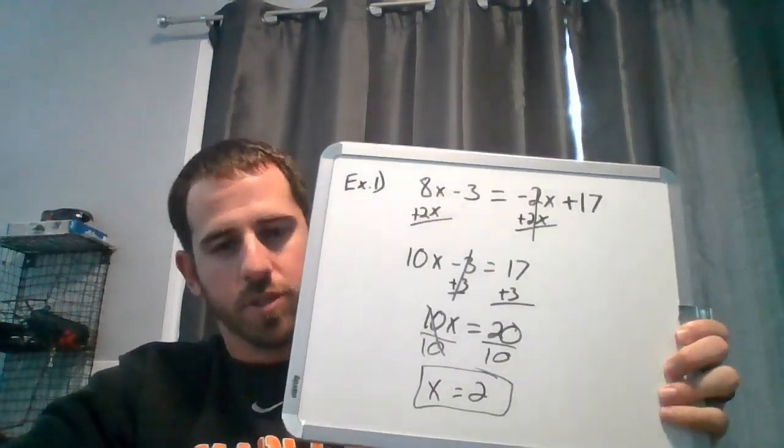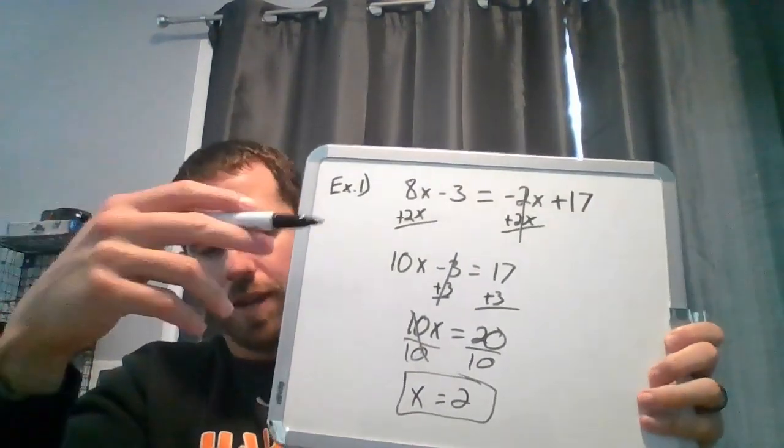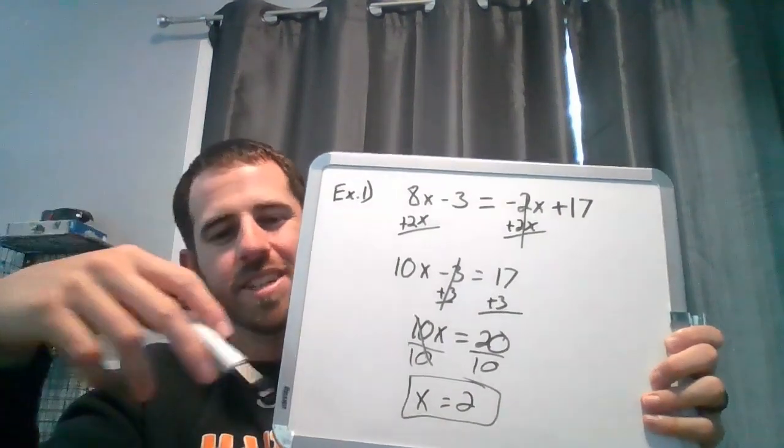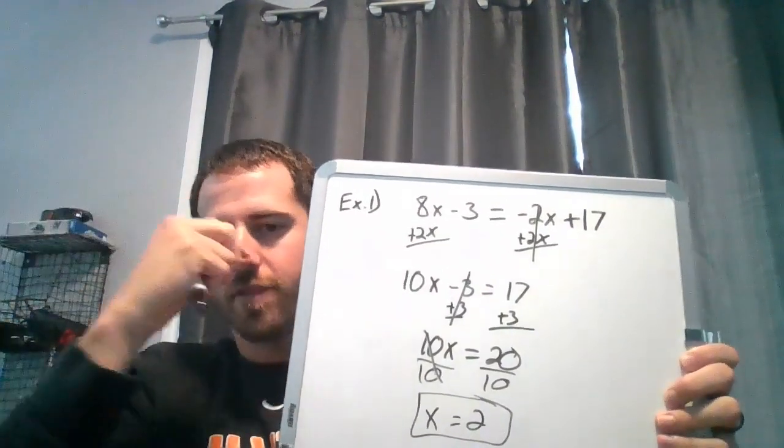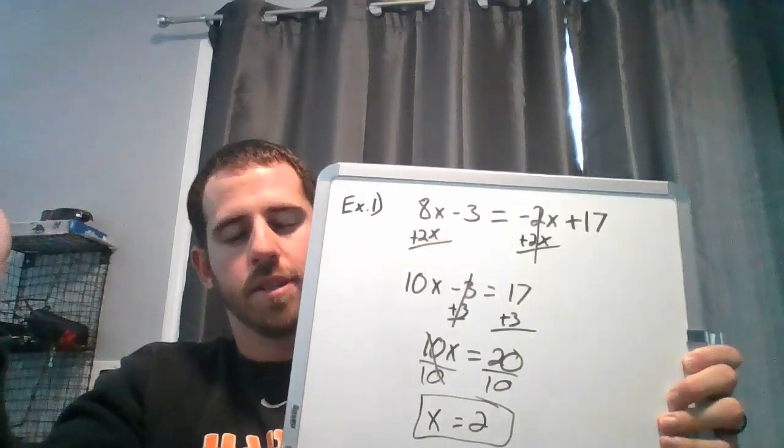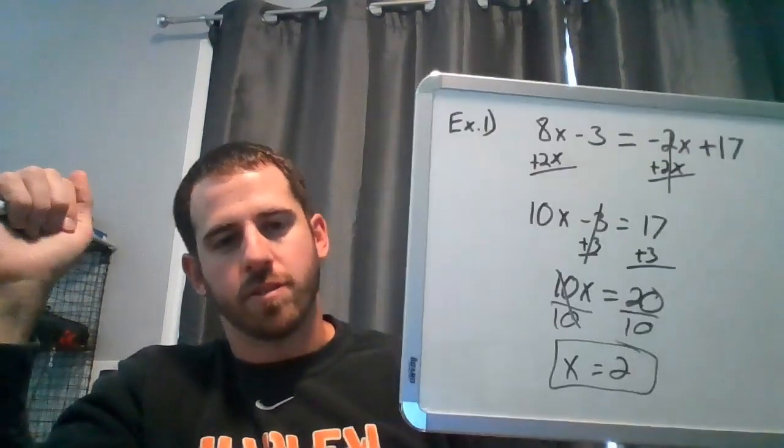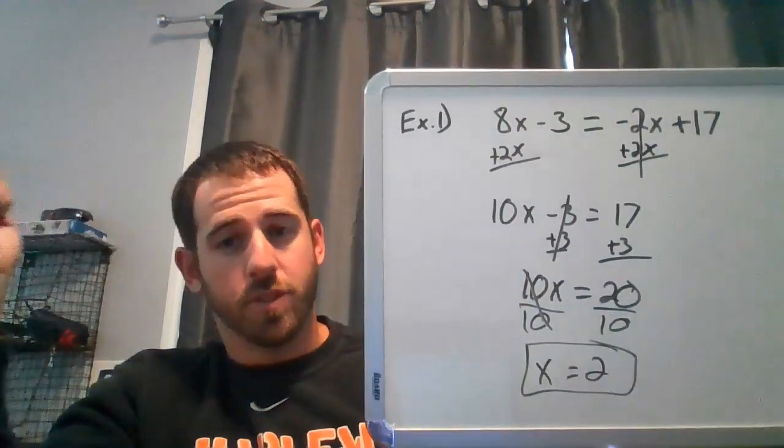Again, there's different ways to do it. If you move the variable the opposite direction, the number the opposite direction, you'd still get the same answer. You might get 2 equals x instead of x equals 2, but in the end, it's the exact same answer. So that's example 1. Again, pause if you need to, otherwise we're moving to example 2.